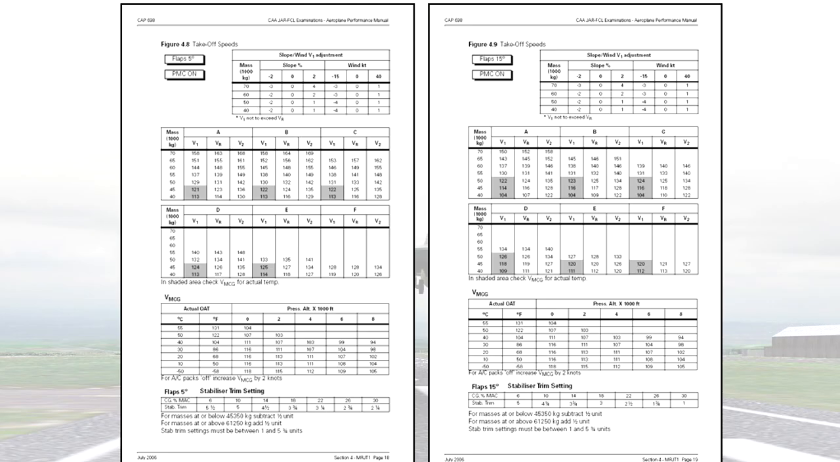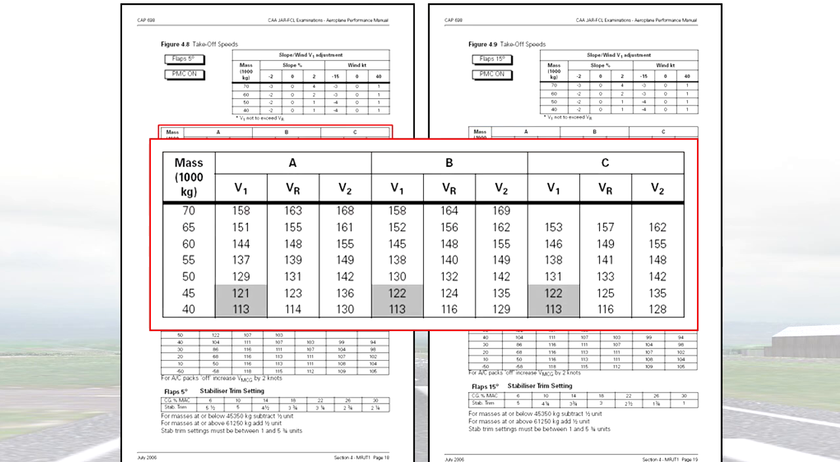However, this is made easy for you. Similarly with V1, all the factors that affect VR can be found by examining page 18 and 19 of section 4 in Cap 698. On page 18 and 19, examine the second table from the top. This table lists the 3 V speeds, including VR against the aeroplane mass. This table can show us what the effect of certain factors are.